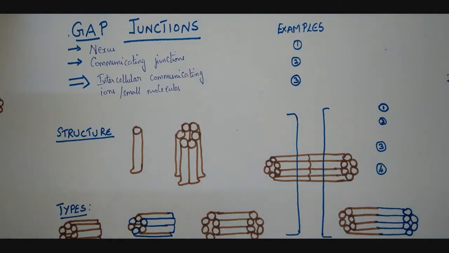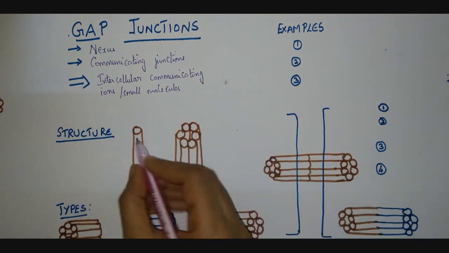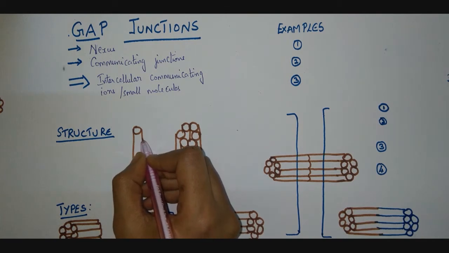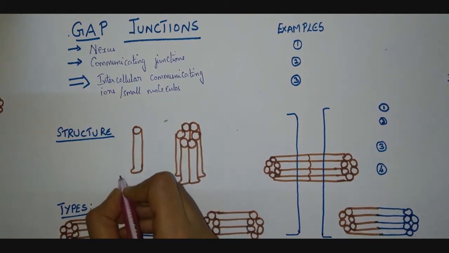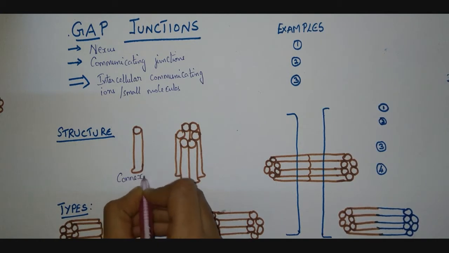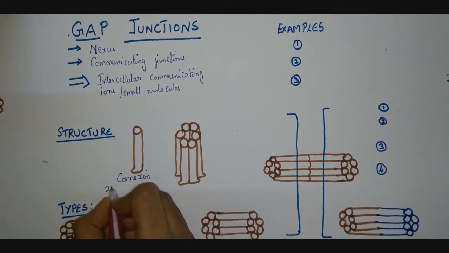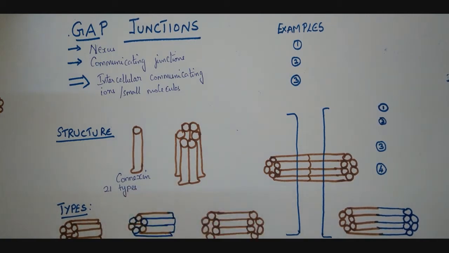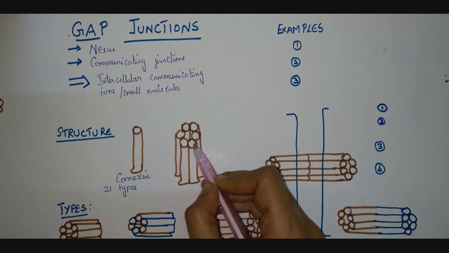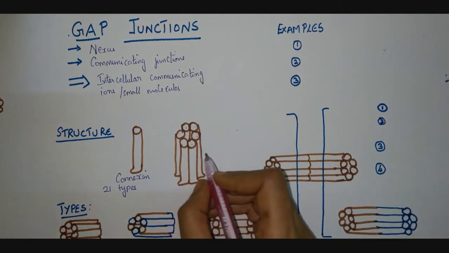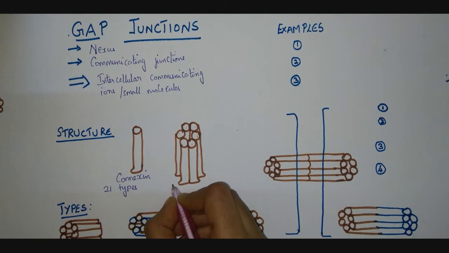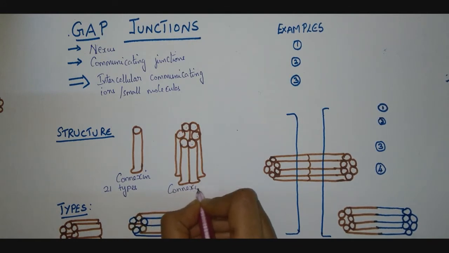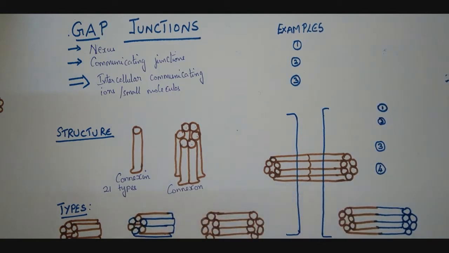Moving on to the structure of the gap junction, we need to see the transmembrane protein that makes up the gap junction. It is called connexin. Approximately 21 types of connexins are known in human beings. Six connexins together form an aqueous pore that is called a connexon.